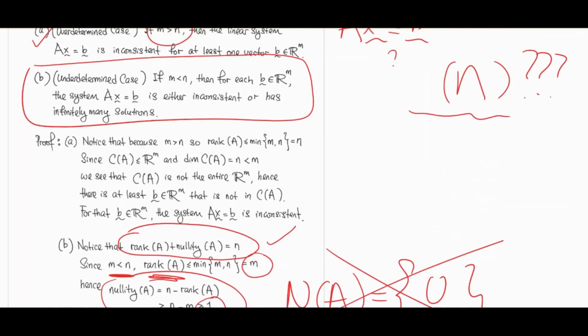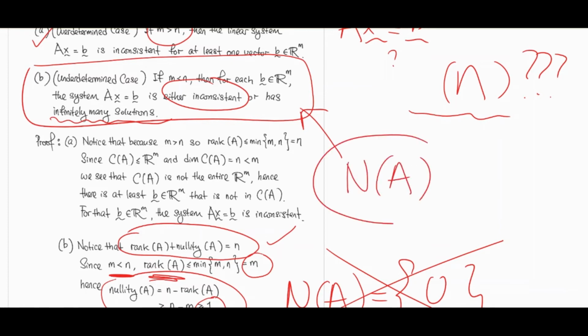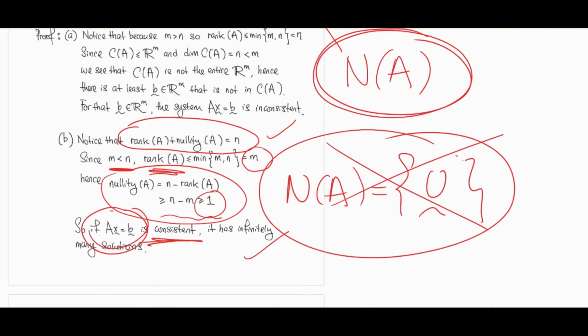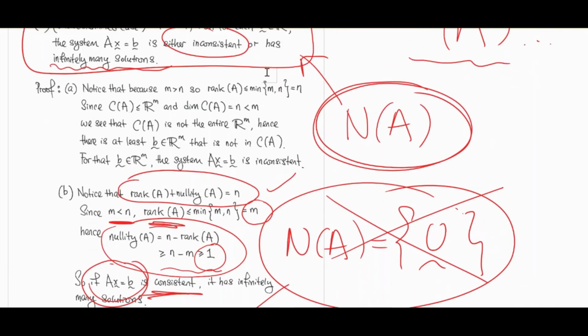That's the reason why there are two cases. It is either inconsistent, that's a possibility, or if it is consistent, then we know for sure that the system has infinitely many solutions. This is pretty nice because we know from the previous video that the uniqueness of the solution depends completely on the null space of A. If the null space of A is non-trivial and you have a solution, then you will have infinitely many solutions.